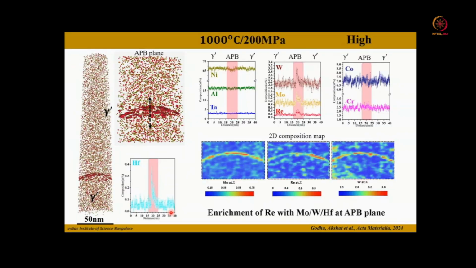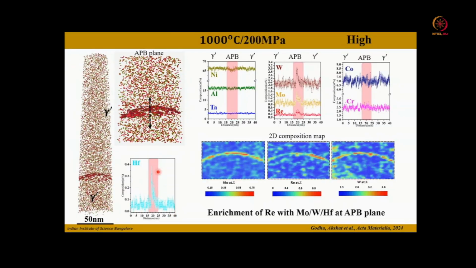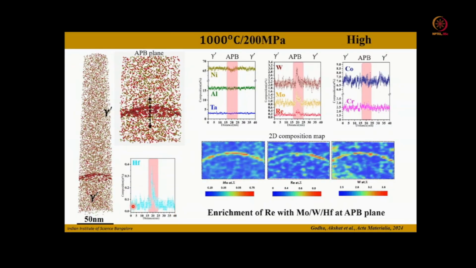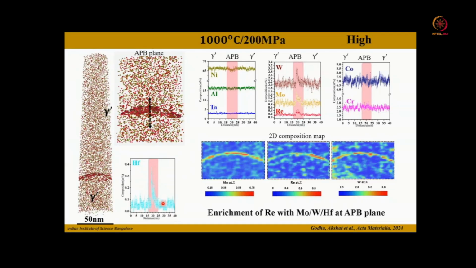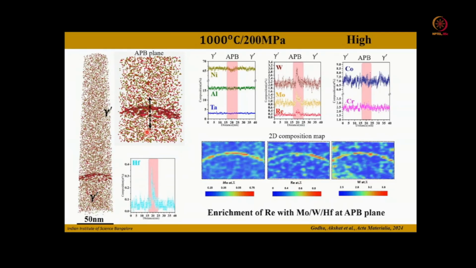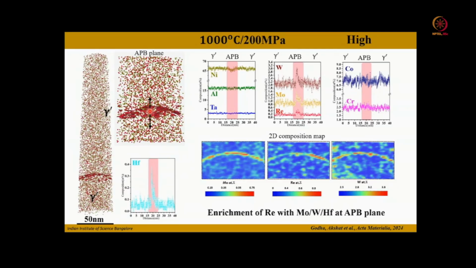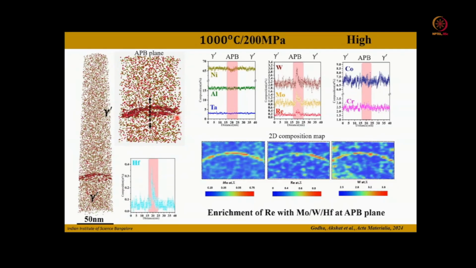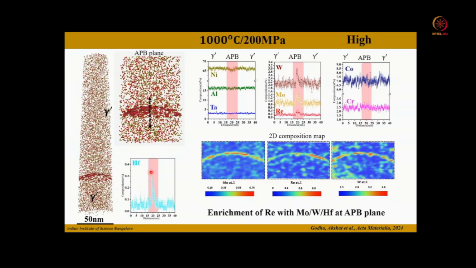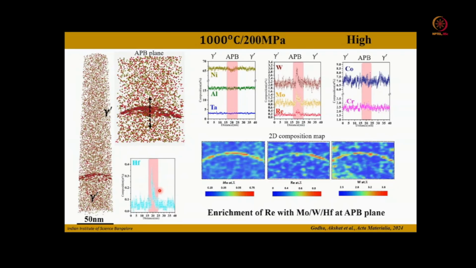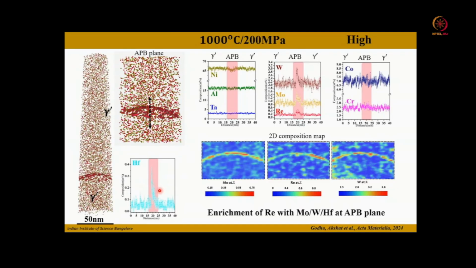of hafnium. So this time we have shown for the first time that hafnium actually drags the dislocation during the formation of APB antiphase boundaries while shearing the gamma prime precipitates. So this shows that hafnium plays a very crucial role in high temperature creep deformation.